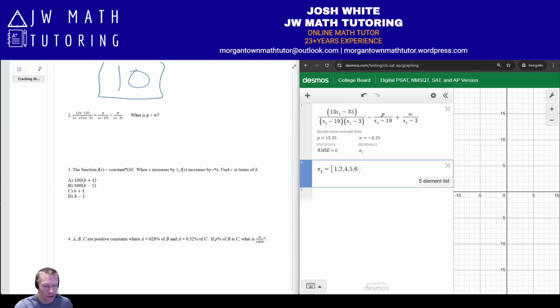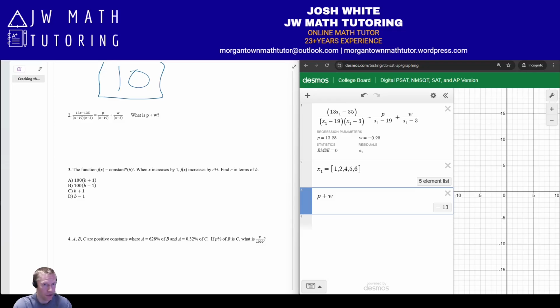So now notice, and I just put in some other numbers here, 1, 2, 4, 5, 6. I've got a value for p. I've got a value for w. It does not say that they need to be integers. It's not given in the problem, not required in the problem. So now what are the values for p plus w? It's just 13. Also doesn't say they have to be positive either.